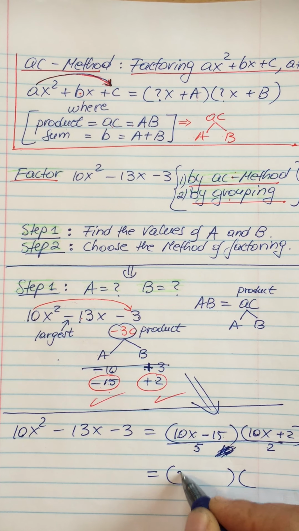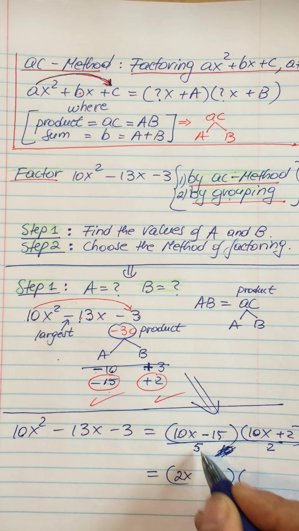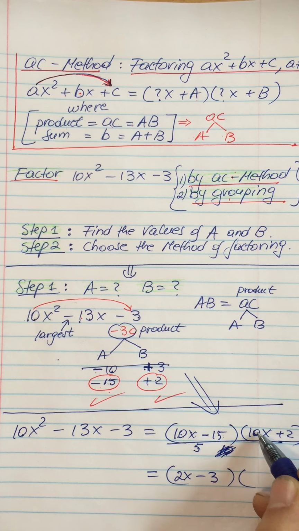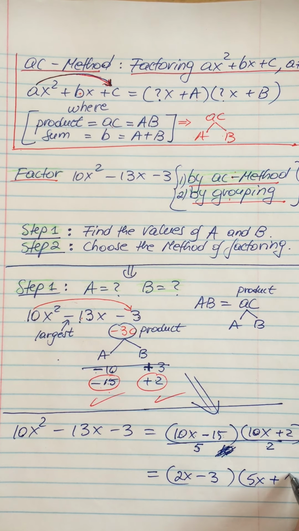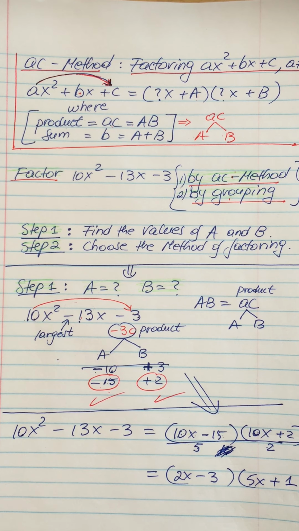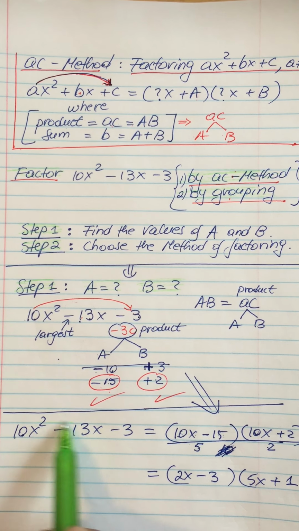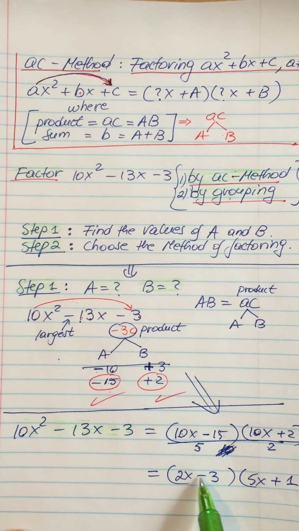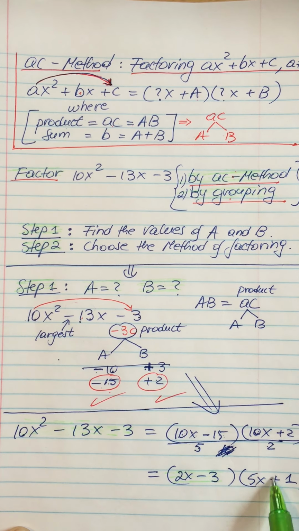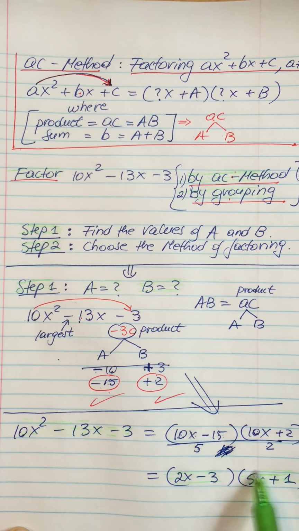10 divided by 5 is 2x. 15 divided by 5 is 3. 10 divided by 2 is 5x. 2 divided by 2 is 1, and we are done. So 10x squared minus 13x minus 3 is factored as 2x minus 3 and 5x plus 1.